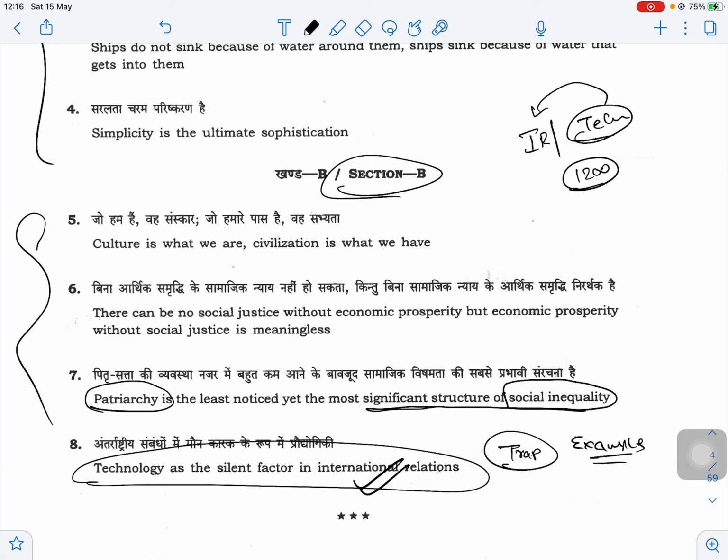This essay can be broadly classified into women issues. When you prepare for women issues, you read patriarchy, what is social inequality. But are you able to convey the essence, like how patriarchy is least noticed in the significant structure of social inequality? In the same way, economic prosperity and social justice. At first glance, you feel like you know the keywords, but when you sit and start writing an essay, that is where the problem comes. First, second page we can fill easily, fourth and fifth page we find a lot of difficulty.